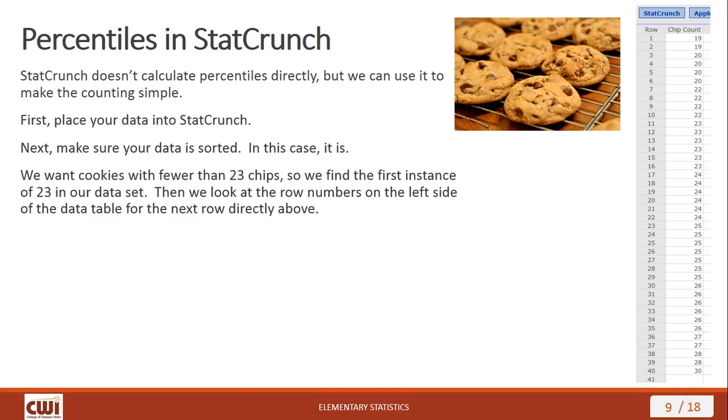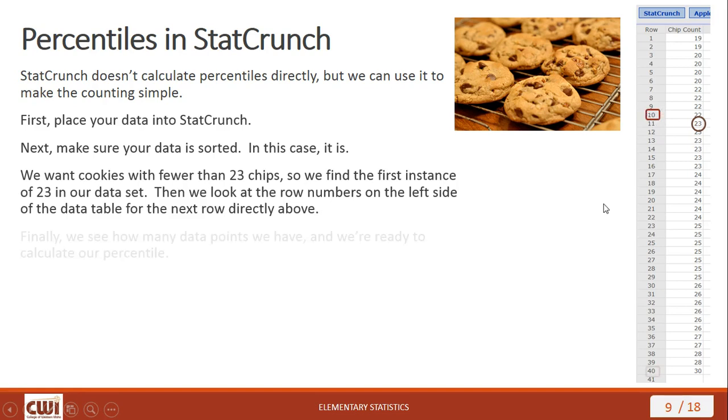So we're going to look at the row numbers on the left side of our data sheet, and that's going to tell us what the numbers we need are. So first we find the first occurrence of 23. That's right here. Then we're going to look at the row number directly above the row with that number. So that would be a 10 because the first 23 is in row 11. So we're going to go one above. That's going to be the 10. So there's our first number, 10.